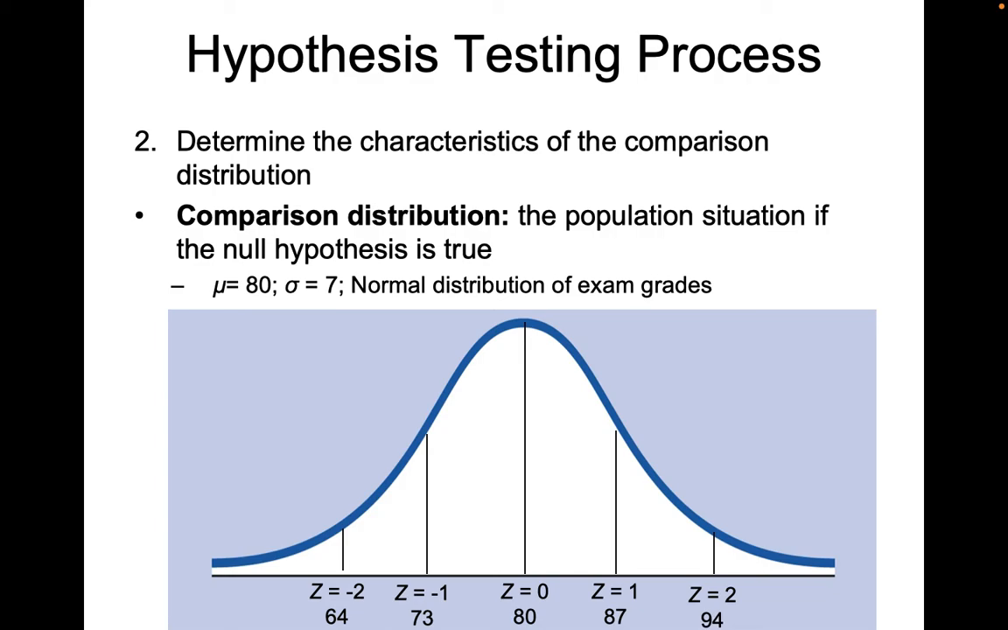Because the comparison distribution is associated with the null hypothesis of no effect, sometimes I refer to the comparison distribution as the null distribution. In our hypothesis testing process, we're ultimately going to get a score from our research sample, in this case the single student, and then we're going to determine what's the probability of getting a score from that sample that large or that extreme in the comparison distribution.